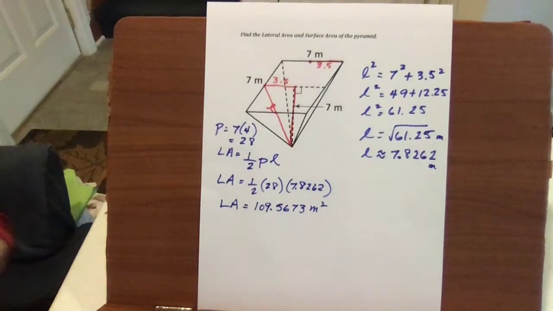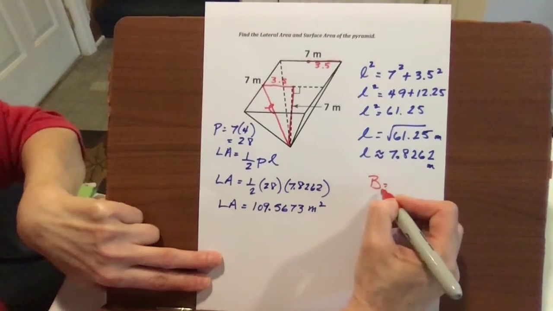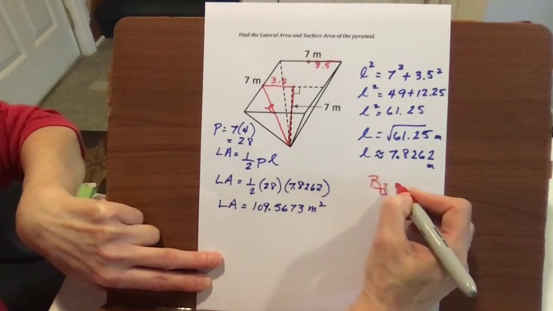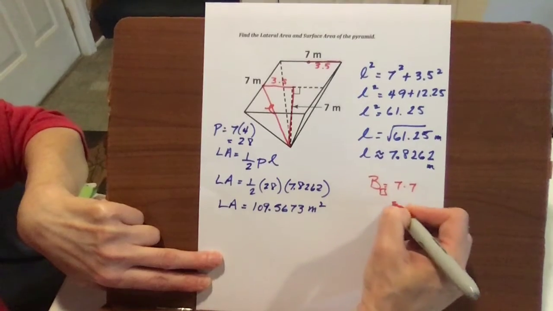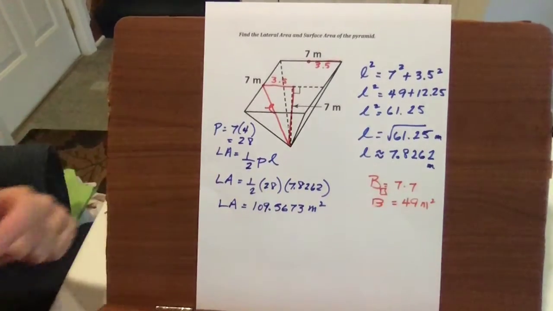All right, now our surface area, then we need our base area. Our base area is of the square, which is 7 times 7, so that's 49 meters squared. That's our base area.